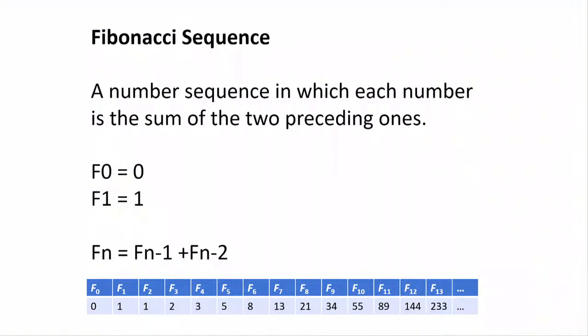And the Fibonacci sequence is a sequence in which each number is the sum of the two preceding ones. So you start with 0 and 1, and then you add those together to get the next number. So 0 plus 1 is 1. 1 plus 1 is 2. 2 plus 1 is 3. 3 plus 2 is 5. 5 plus 3 is 8, and so on and so forth. So just to repeat, to get the next number, you add the previous two numbers together.